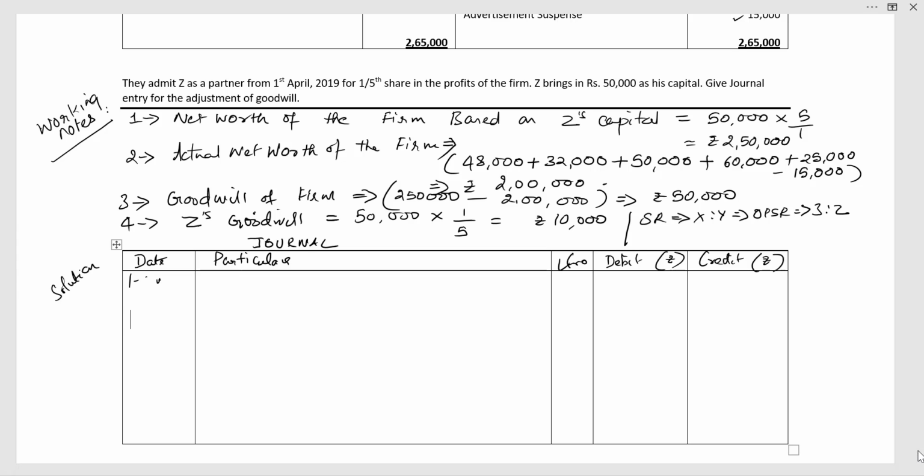The date of admission of Z, 1st April 2019. The first entry is for the capital brought in by Z: bank account debit to Z's capital account. The capital which is brought in by Z, rupees 50,000. Narration being capital brought in by Z.